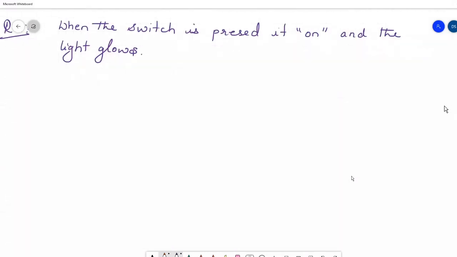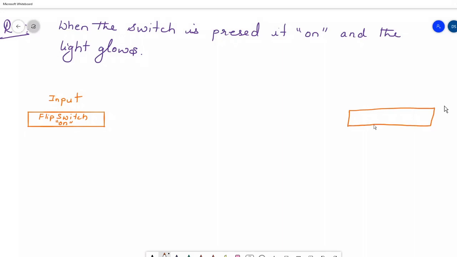Let's see how we make a functional flow block diagram for this. I said we'll have an input and we'll have an output. So let us have an input, that is flip switch, meaning the switch has been turned on. Now when this input is given, what happens? We'll get an output. And what would that output be? Light glows.